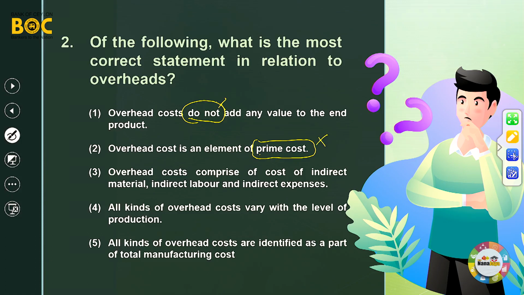Overhead cost comprises cost of indirect materials, indirect labor and indirect expenses. Yes, overhead has three parts: indirect materials, indirect labor and indirect expenses. Correct.